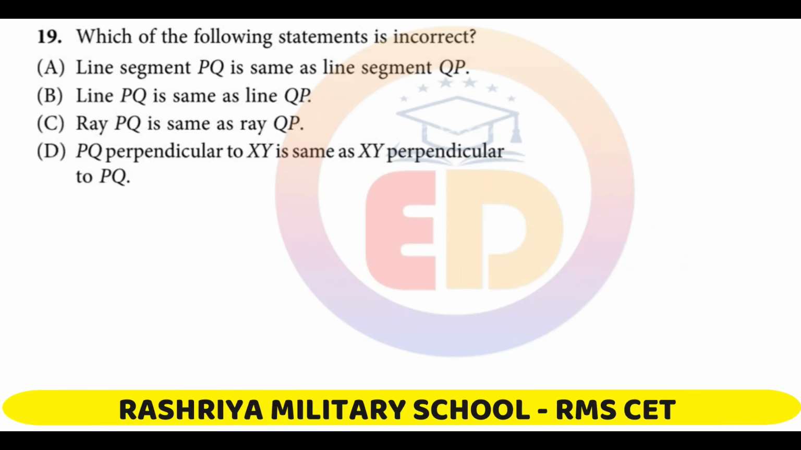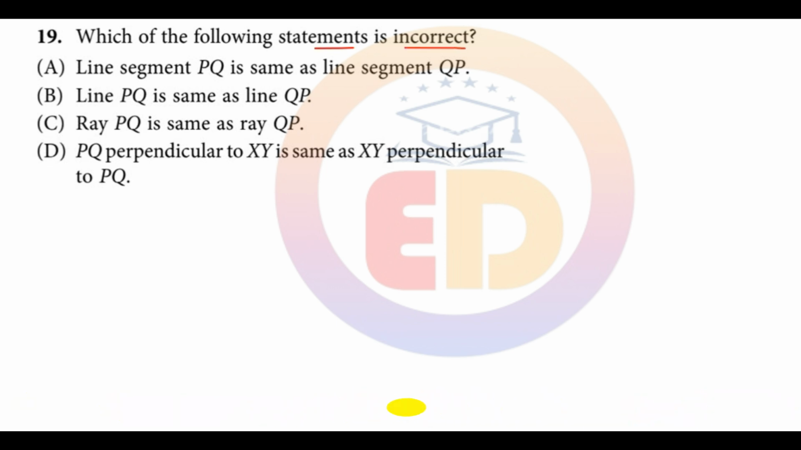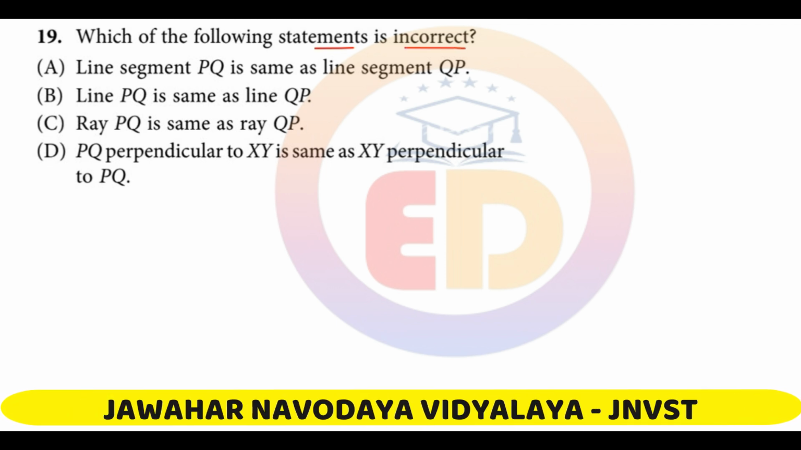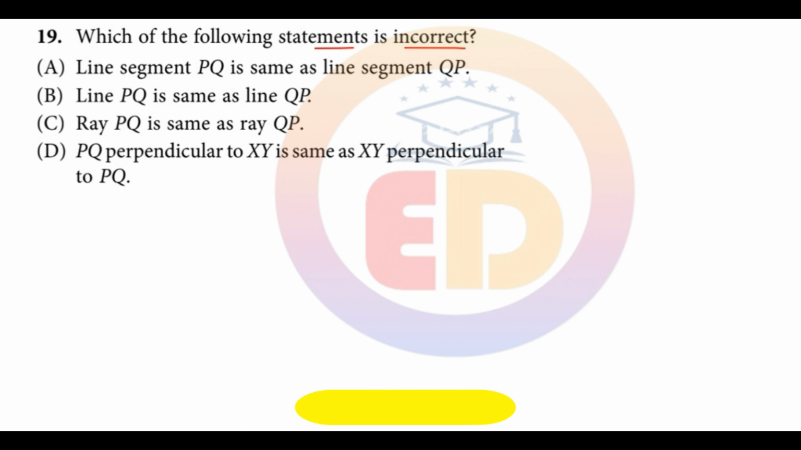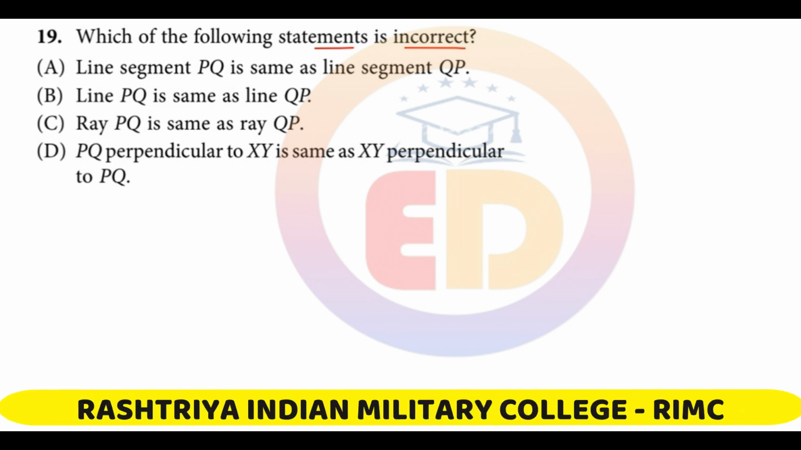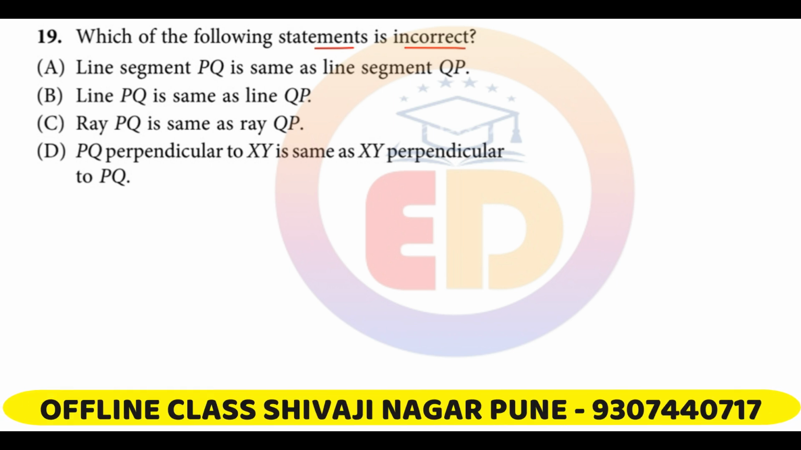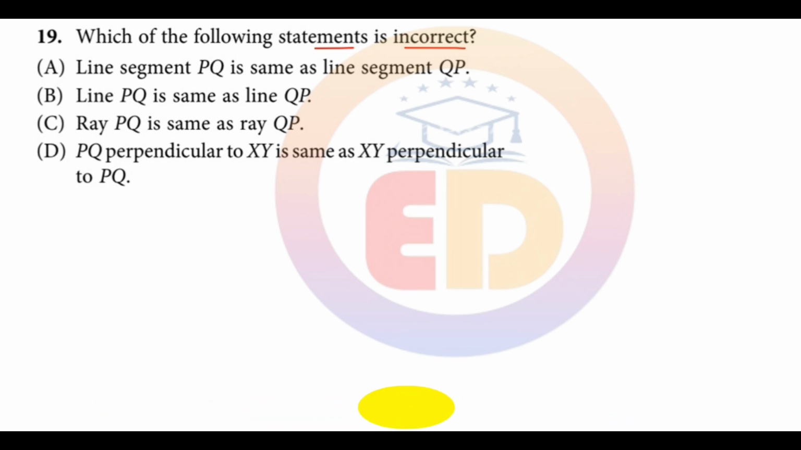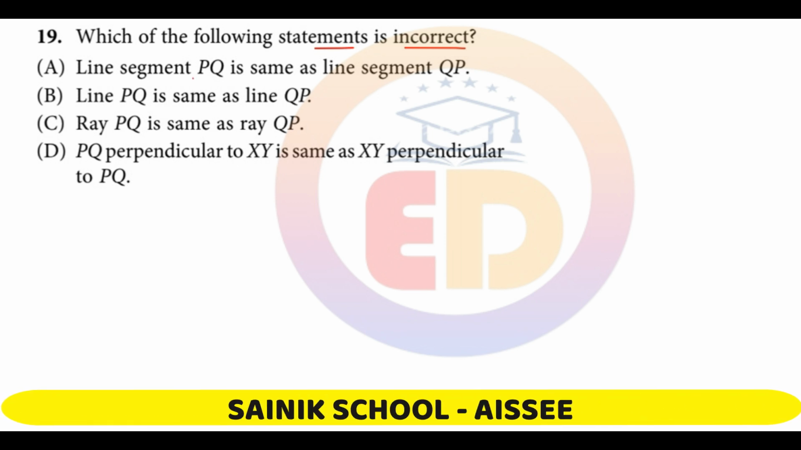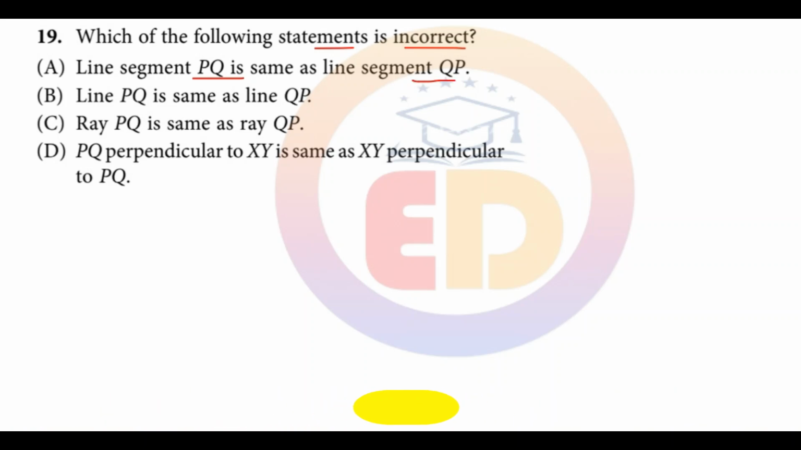Next question, which of the following statements is incorrect? Now this correct and incorrect statement or true and false kind of statement out of 4 options is very common for us now, where we have to analyze all the 4 options. Let us find out which of the following is incorrect by understanding each and every option. The first option says line segment PQ is same as line segment QP.